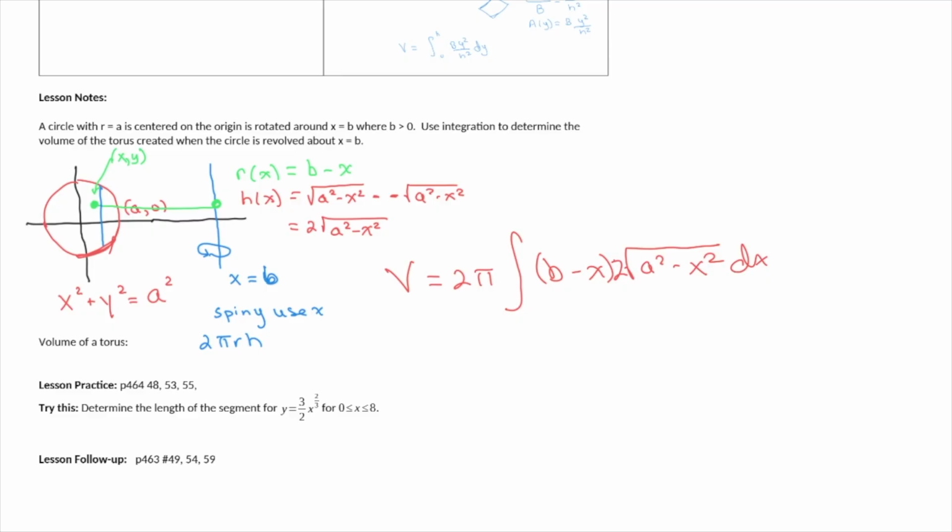Now, what are the endpoints? The endpoints are your x values, and because of the circle we've drawn, we know we're going to be integrating from negative a to a. But let's exploit some symmetries and go from 0 to a. Oh wait, we can't do that, because when you spin this axis around, the shape on the right is not the same shape on the left. So we cannot exploit symmetries. We have to go from negative a to a in order to solve this problem.